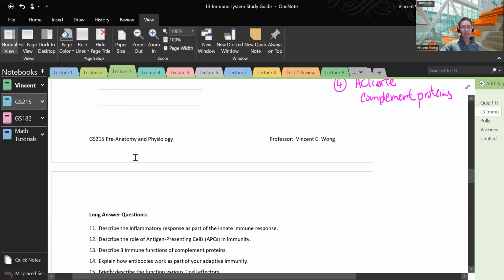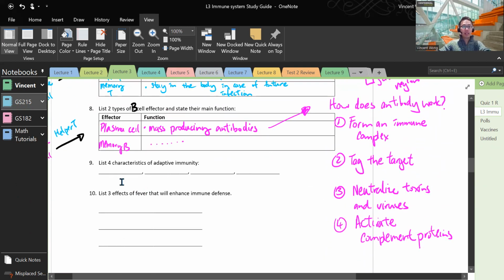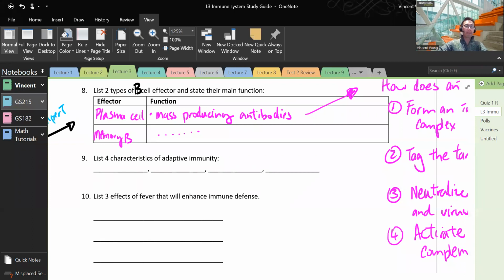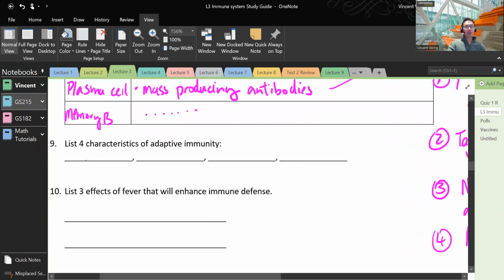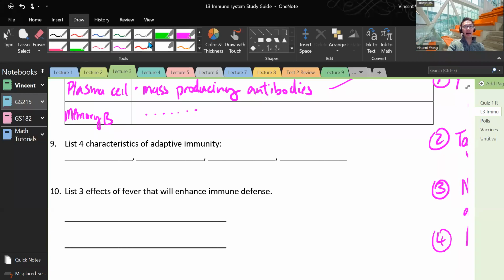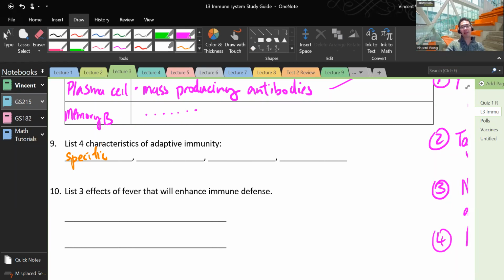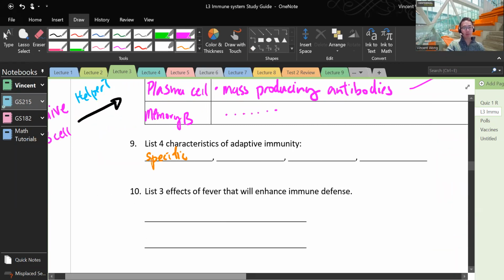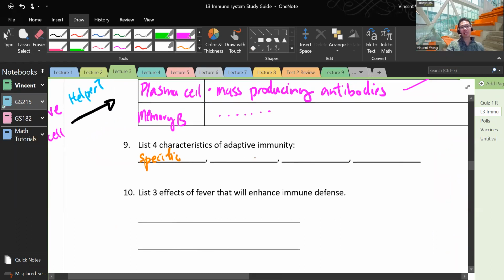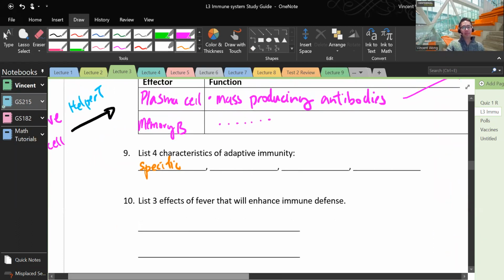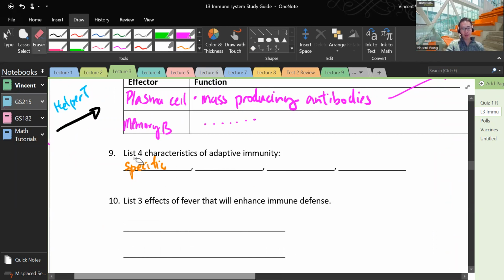Okay, let's continue. List 4 characteristics of adaptive immunity. So unlike the innate immunity, adaptive immunity is specific. Okay, they are tailored to attack a specific type of pathogen. If you get chickenpox, you're going to get anti-chickenpox antibodies. If you get malaria, you're going to get anti-malarial antibodies. They are tailored solutions for fighting a particular infection.